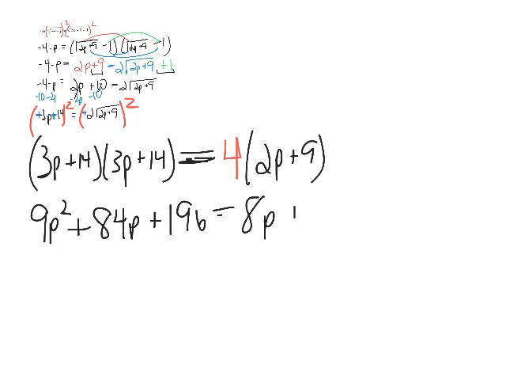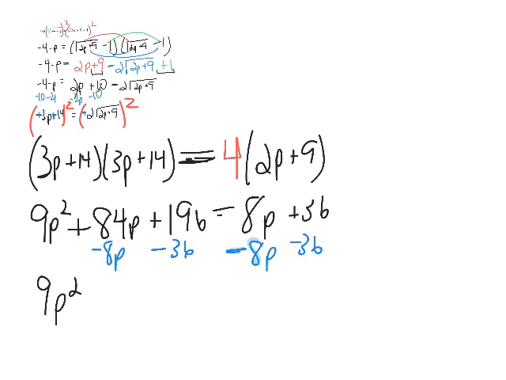8p plus 36. You are going to subtract the 8p and the 36. 8p minus the 36, you are going to subtract those, okay? Gotta switch colors, there we go. So, we have a 9p squared plus a 76p plus a 160 equals a 0.